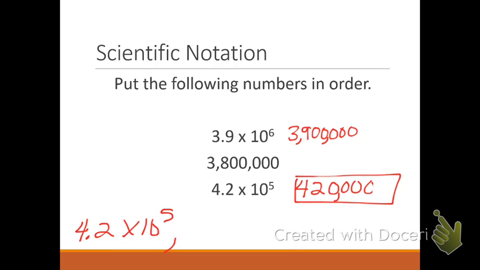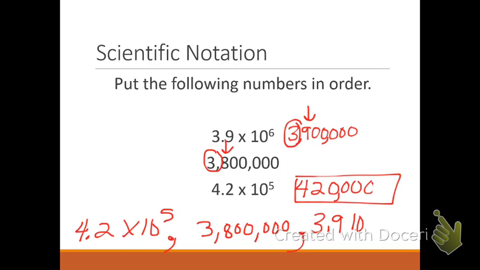Now we do usually like to write them in the original form, so we'll write 4.2 times 10 to the 5th. And then the next two numbers are both in the same place value here. They're both in the millions, 3 millions. So we'd have to go to the next digit. For the top one, it's a 900,000, and the second one, it's an 800,000. So that means the 800,000 is a little bit smaller. So we'll do the 3,800,000 second. And then that means the 3.9 times 10 to the 6th is the largest.